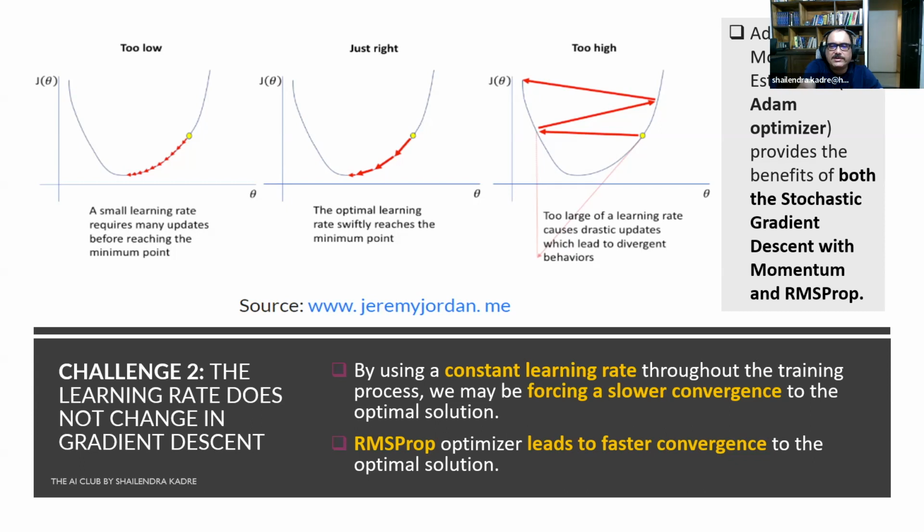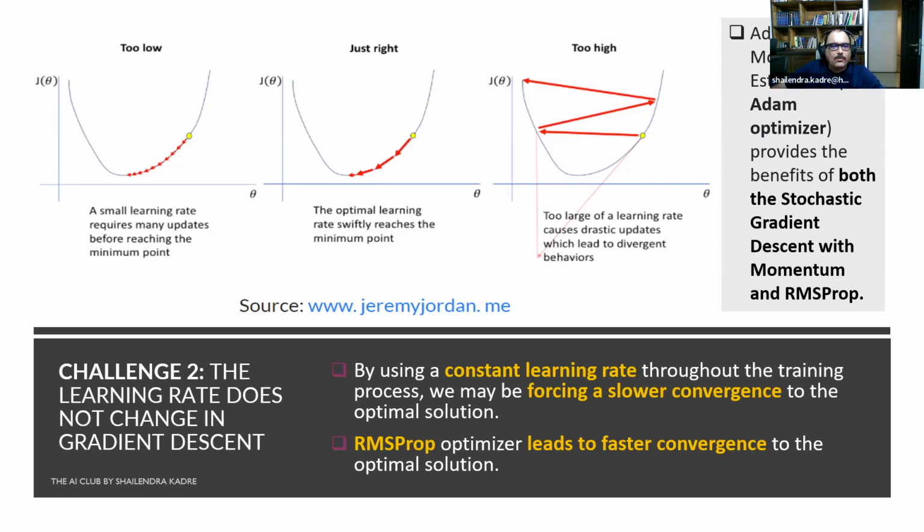But in the third curve, on the rightmost, if you are taking a very high learning rate, what will happen? Your ball, the yellow ball shown on the right-hand side, will miss the global minima and jump to the other side. Then it will keep jumping with big steps, and it will never find the global minima. So the effect of learning rate on the optimizer is very significant. This is what I'm trying to show you pictorially in these three curves.